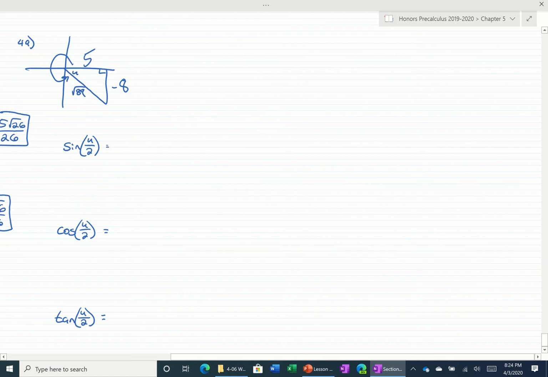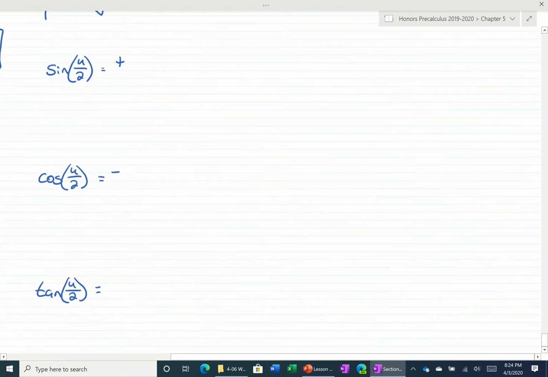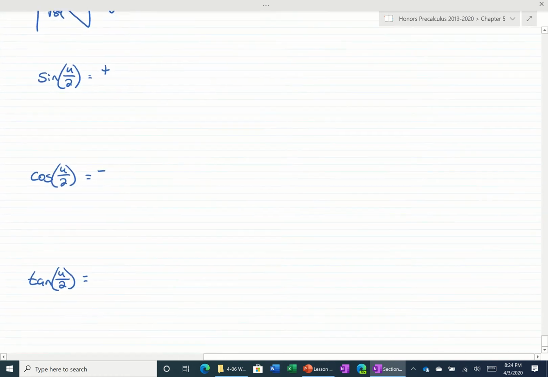So if we know that u is in quadrant 4, like 300 degrees, any angle in quadrant 4, if we take half of that, that has to put us in quadrant 2. Half of 300 is 150. So if we're in quadrant 2, sine would be positive, cosine would be negative, and tangent we'd have to figure out by using our formula.